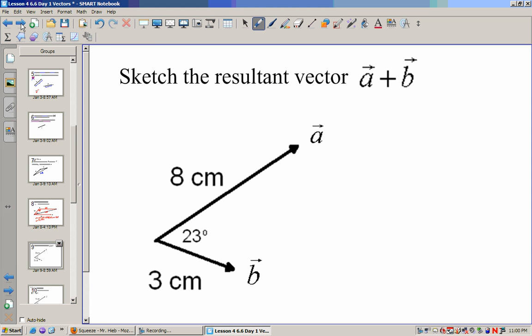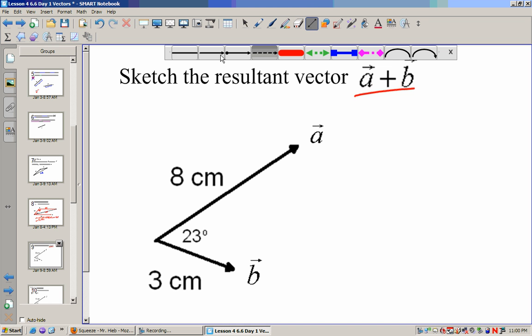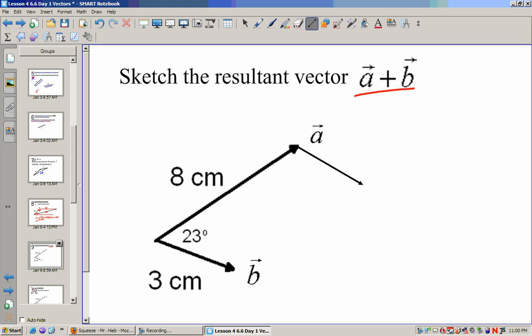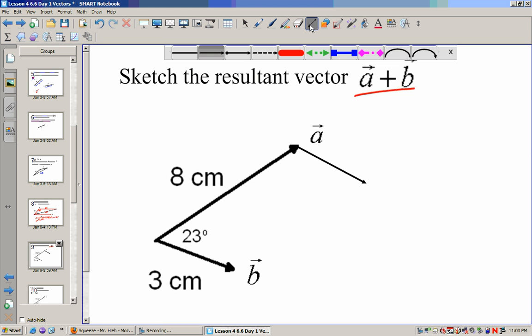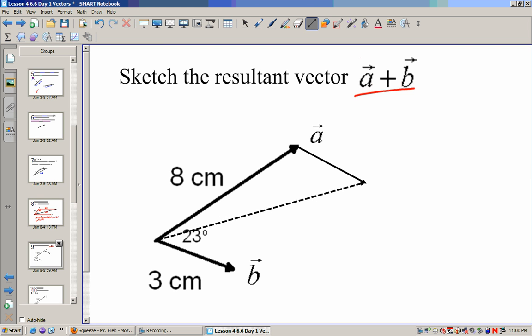Now can you try to sketch the resultant of a plus b? The resultant is just a plus b. Alright, so what we do is, this is a, we go to the end of a, we make our b, and the resultant goes from the beginning of a to the end of b. So this right here is a plus b.